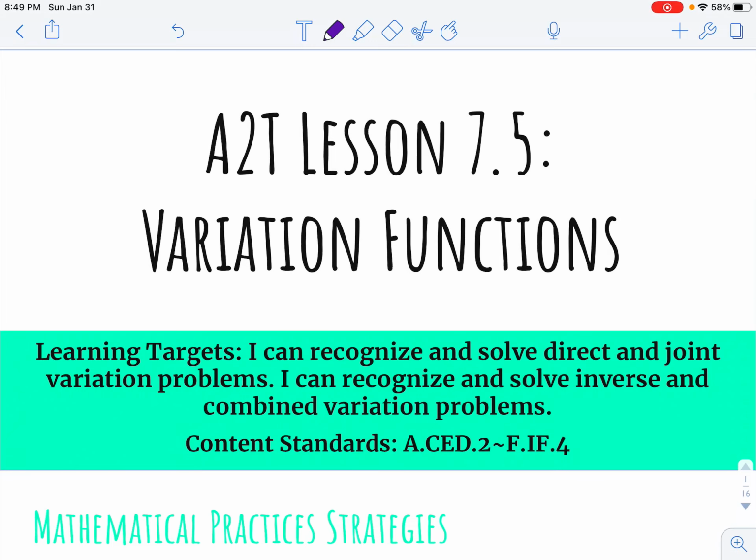Hi ladies, today we have lesson 7.5, variation functions. Your learning targets are that you can recognize and solve direct and joint variation problems, and you can recognize and solve inverse and combined variation problems.